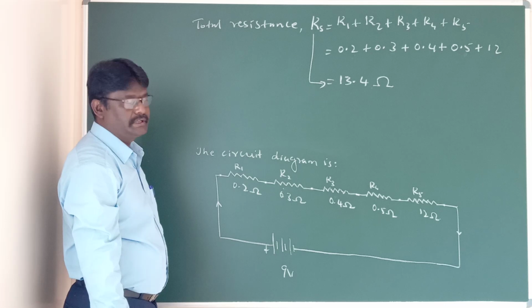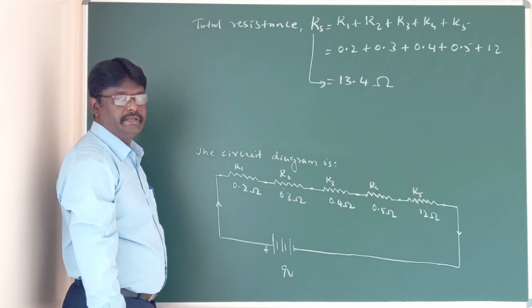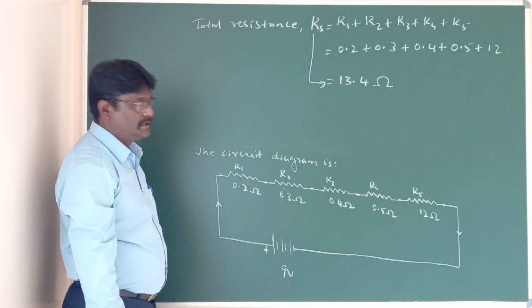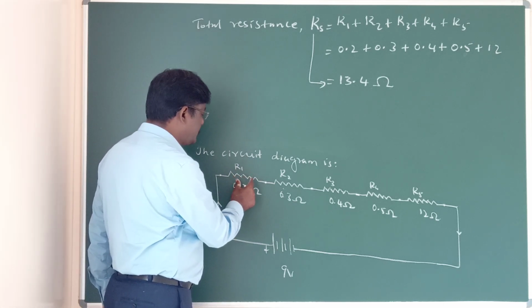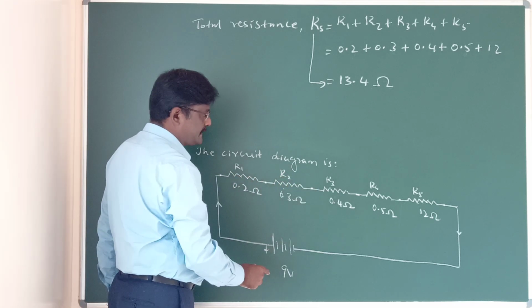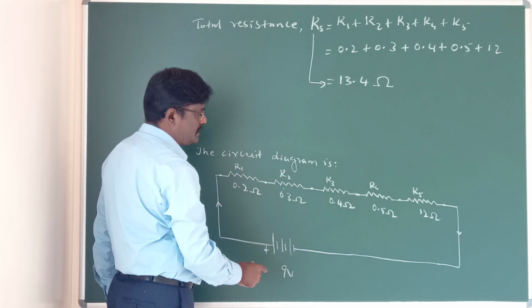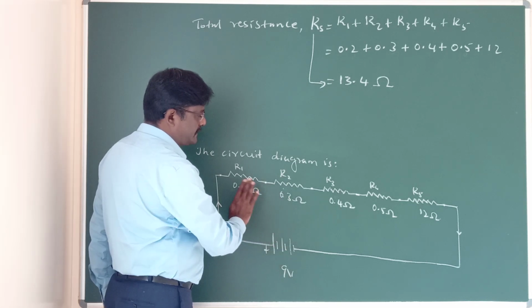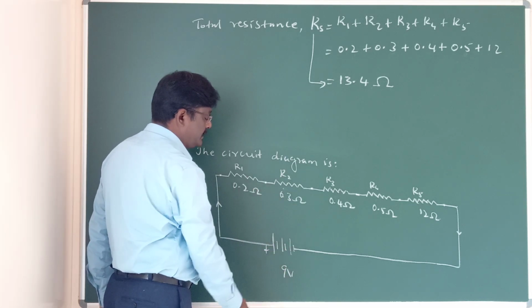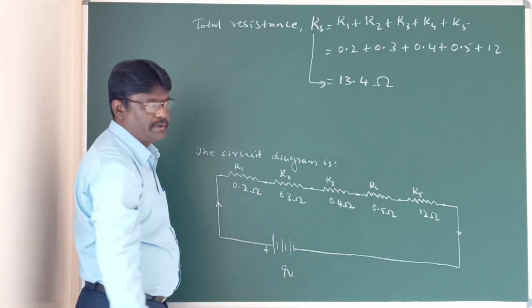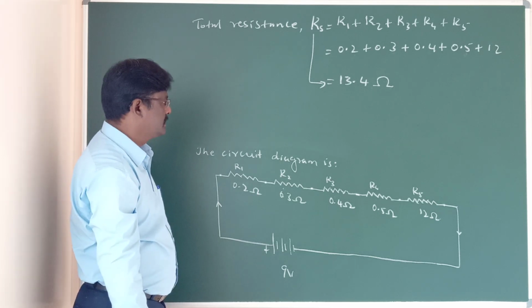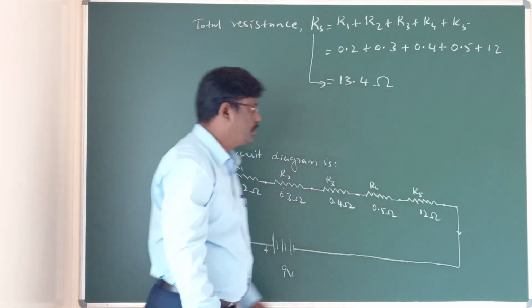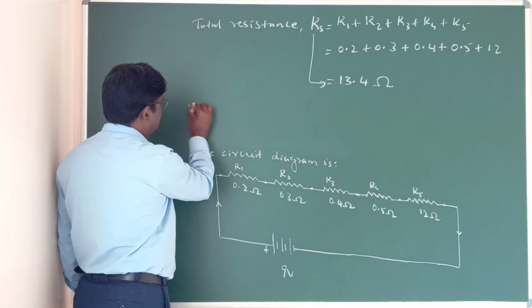Now here the question is very clear. We have to get the current through 12 ohm. In case of series connection, the flow of current is the same. Current through all the resistors is the same. Hence, whether it is 12 ohm or 5 ohm, it makes no change at all. Already here it is given 9V. Now, by using Ohm's law, V equal to IR, easily we can get the unknown factor, that is the current through 12 ohm.